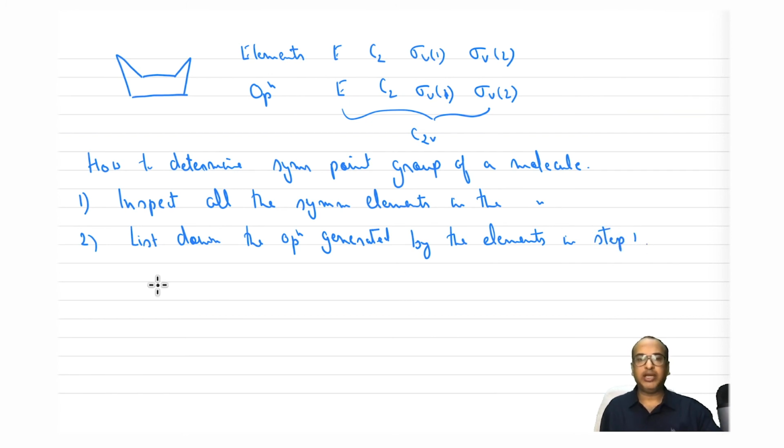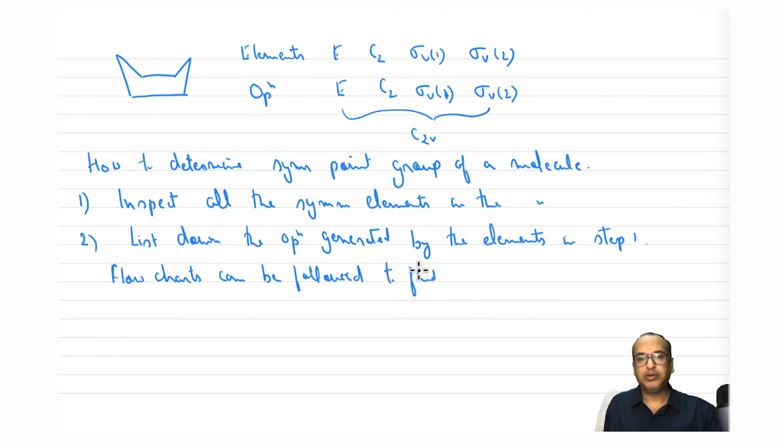So up to this we have seen how to do this, right? But this is not so easy, because in certain cases where the molecule is big and highly symmetric, the number of operations is huge, and sometimes we may miss out one element or the other, unless we really practice it hard. So you'll find several books have flowcharts that can be followed to find the point group. We'll see how.